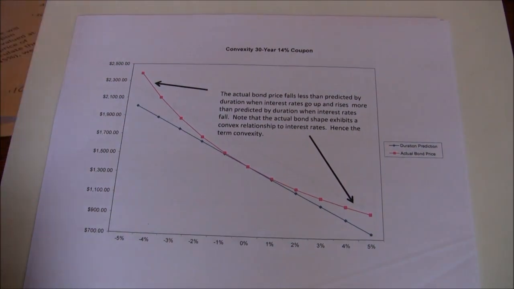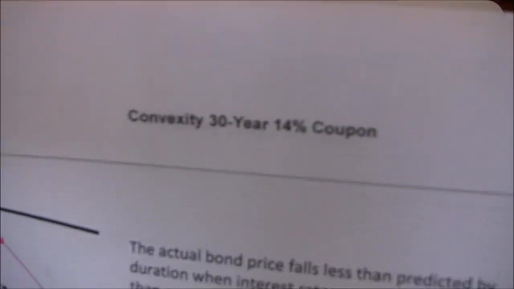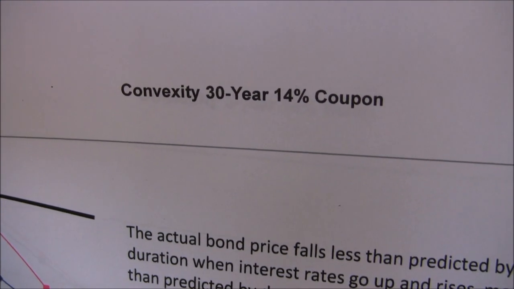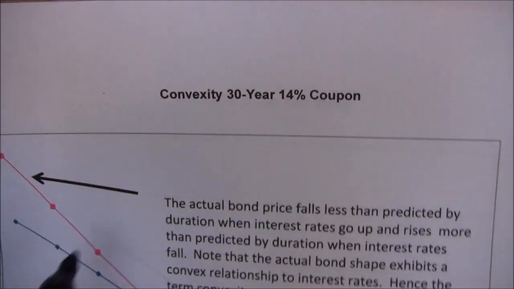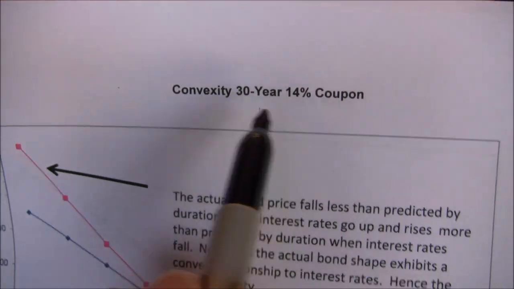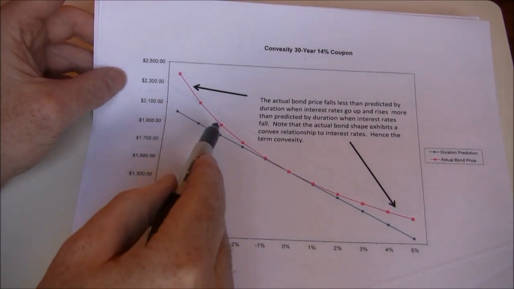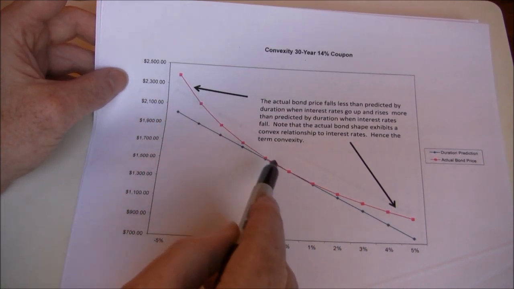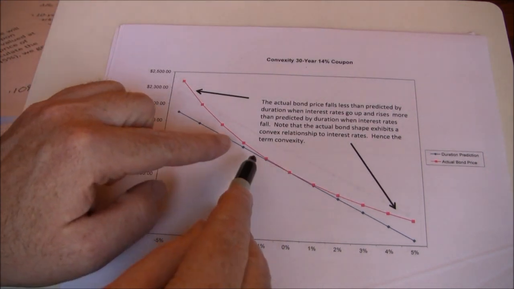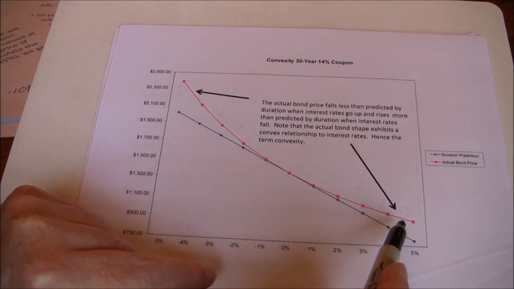Here you can see this is one of those reasons why I said you might want to print this out. Some of the text in here is kind of small to read, but here we're looking at a 30-year 14% coupon bond. This is just an example to show you convexity. So we're looking at a longer term high coupon bond here. And what we see with the convexity is this is the actual bond price. This reddish pinkish line here is what's actually happening. When interest rates go down, the bond price goes up. When interest rates go up, the bond price goes down.